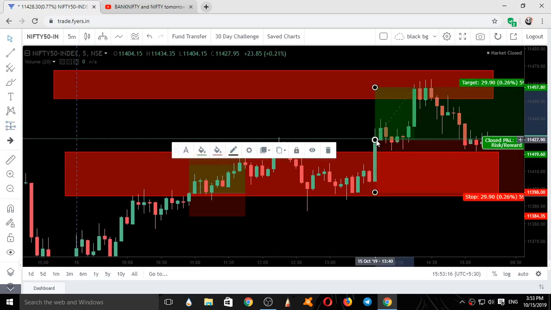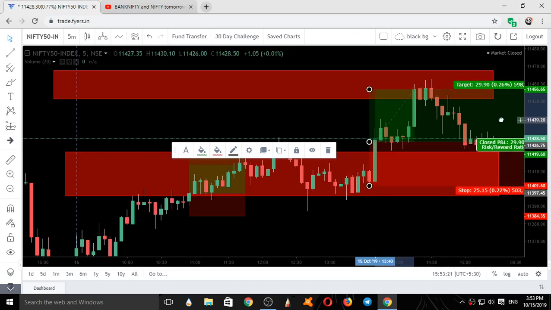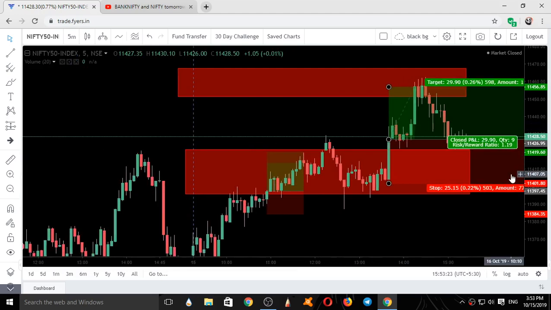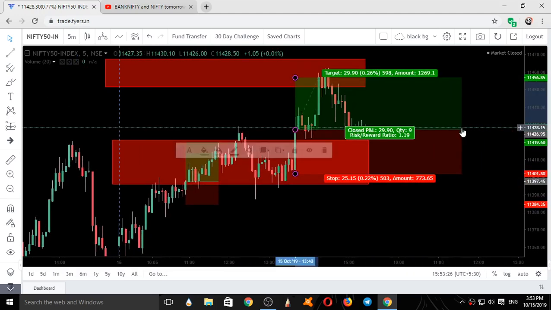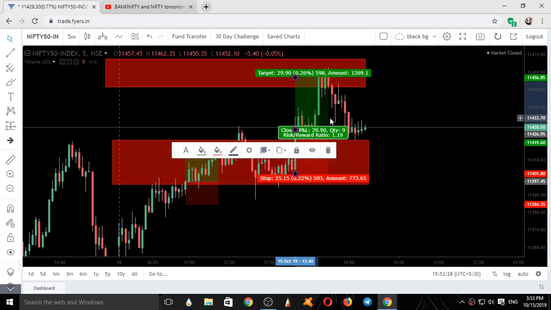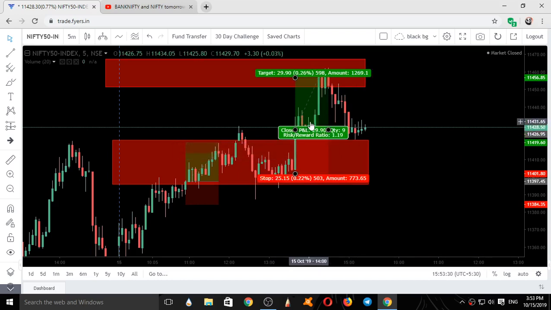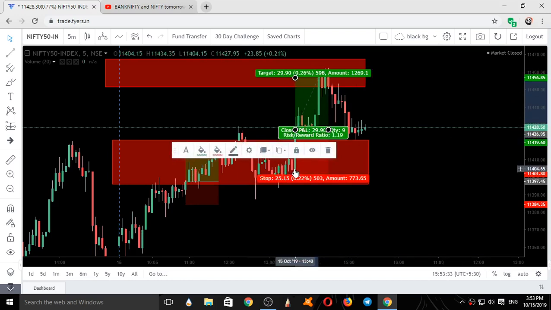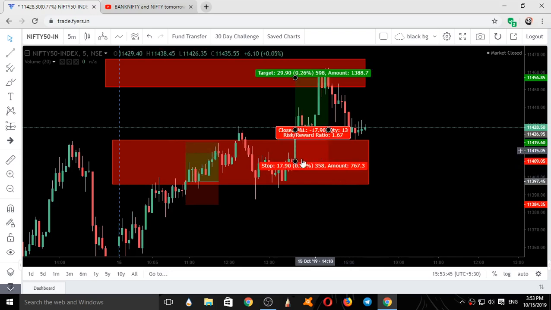After it had given a close outside, with a stop loss of this candle, we could have taken another trade. Stop loss was around 25 points and the target was around 30 points. You could have minimized the stop loss if you wish. A 20 points stop loss or even 15 points would have been good. So with around 15 to 20 points stop, you could have gained a 30 points move in Nifty.